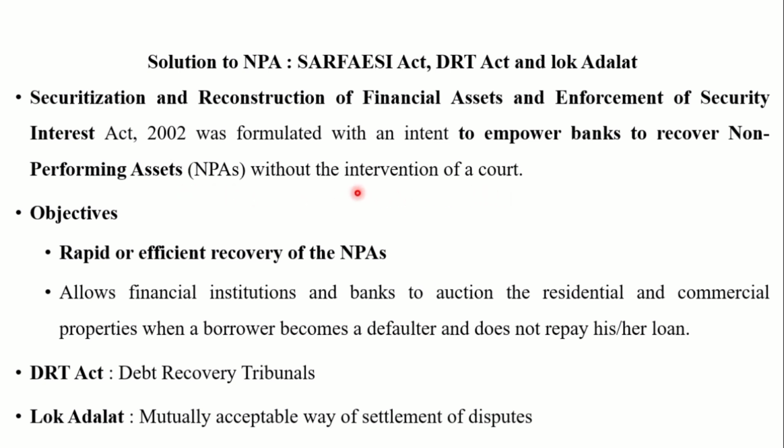The main objective behind the SARFAESI Act is rapid and efficient recovery of non-performing assets, and to allow financial institutions and banks to auction the residential and commercial properties when a borrower becomes a defaulter and does not repay his or her loan. In case the borrower is unable to repay his or her loan for a period of 6 months consecutively, the lending bank or financial institution has the legal right of sending a notice to him and asking him to clear all the dues within 60 days.